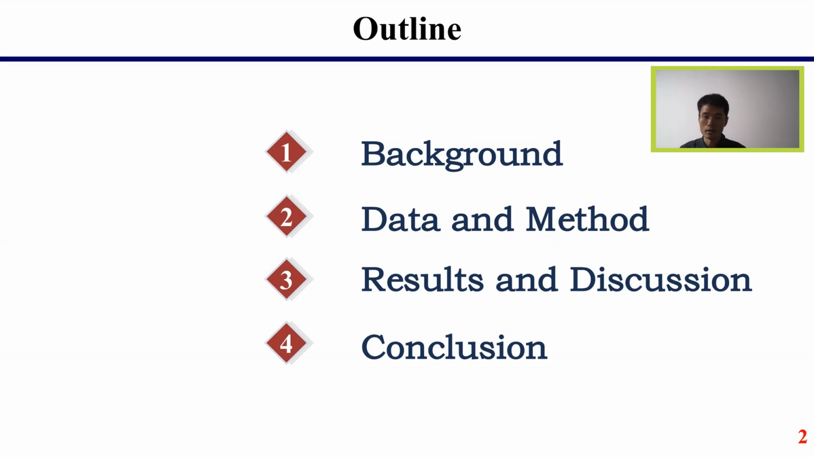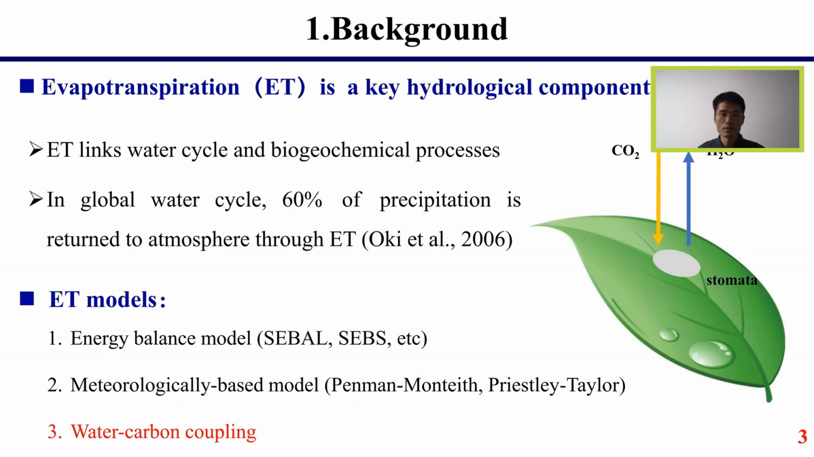So here is the outline. There are 4 parts, and I will present them one by one. First, let's look at the background. Evapotranspiration is a key hydrological component. ET links the water cycle and biogeochemical processes. In the global water cycle, 60% of precipitation is returned to the atmosphere through evapotranspiration. So it is very important. That is also the reason why the scientific community pays attention to ET modeling.